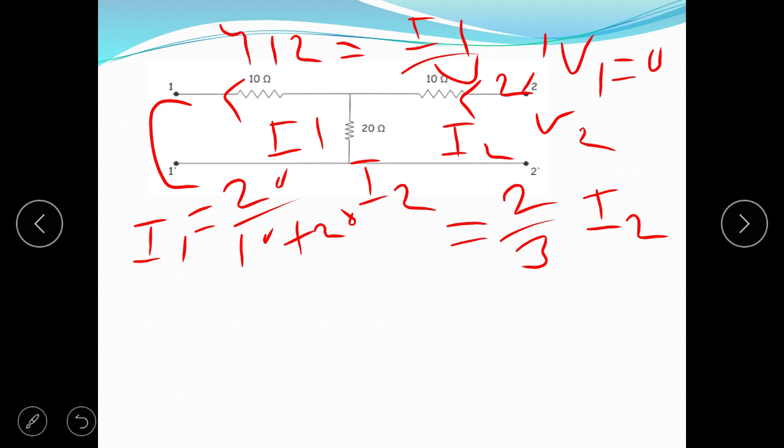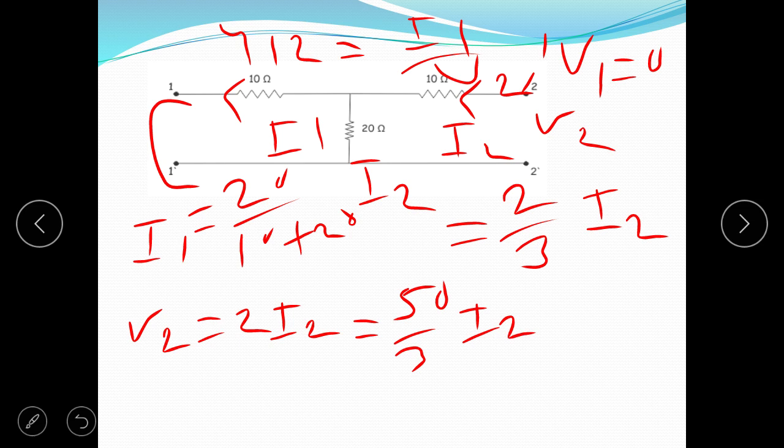And V2 is equal to 50 upon 3 into I2, or Z into I2. So Z is equal to 50 upon 3 into I2, where I2 in terms of I1 is 1.5 or 3 by 2 into I1.